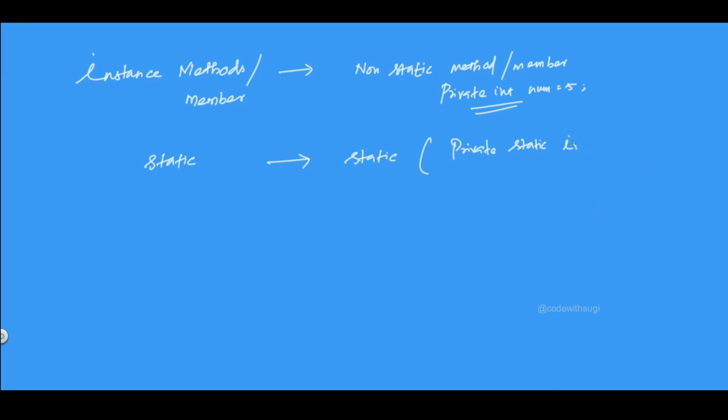So for example, private static integer num1 equal to 7. Okay, we have a static keyword in it, so that's the reason we call this static. Now we need to see the accessibility, right? How to access this non-static into a static, the same way static into a non-static method.